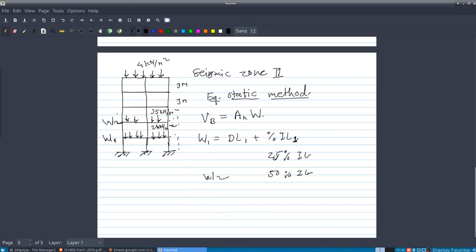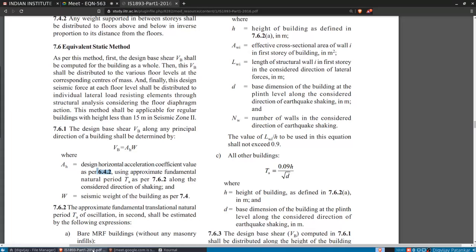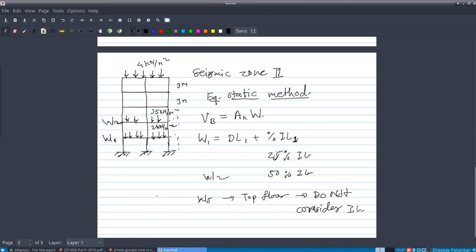So this last one, W5, since it is top floor, do not consider the imposed load at all. There is a clause for that as well in that particular seismic weight calculation. So on the top floor, no matter what is the imposed load, you should not consider it. Okay, so that way you can find out all the seismic weights, and then seismic weights are found out.